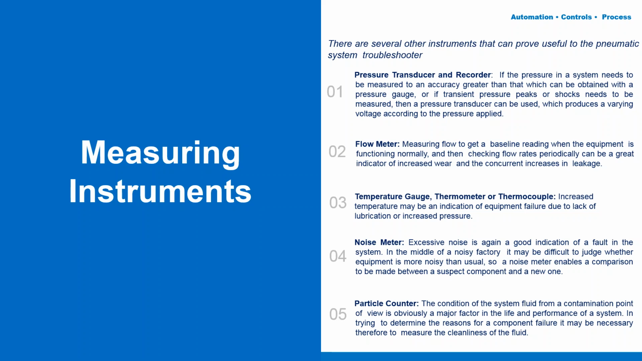Temperature gauges might be useful. A troubleshooter might carry a non-contact infrared thermometer with them. That would be helpful. Noise meter, you might be listening for noise. And on a related note, you might use an ultrasonic device to detect air leakage. That can also be helpful in pinpointing a leak if it's a noisy place and you're not able to identify a large leak. A particle counter might be helpful as well.